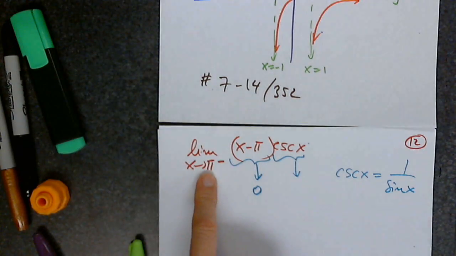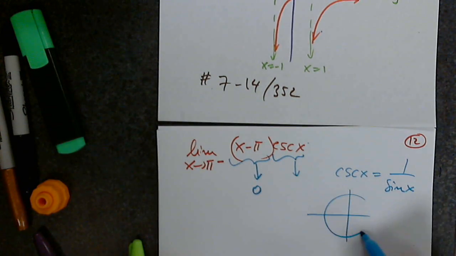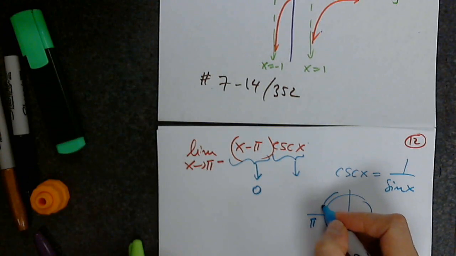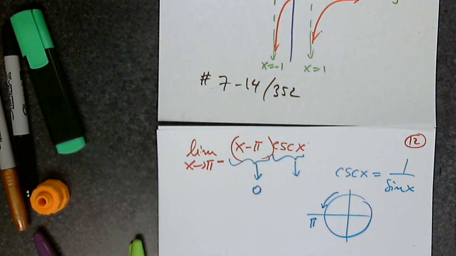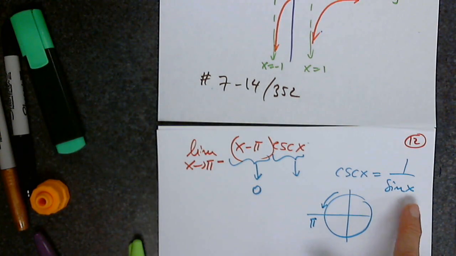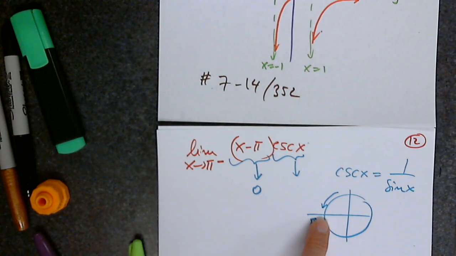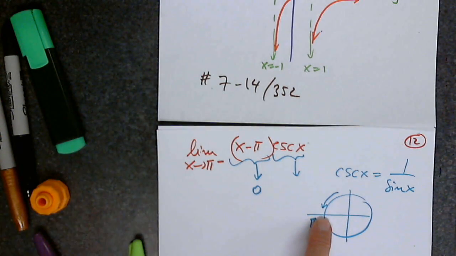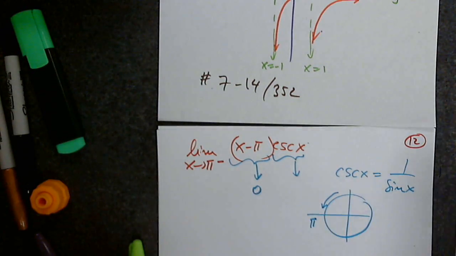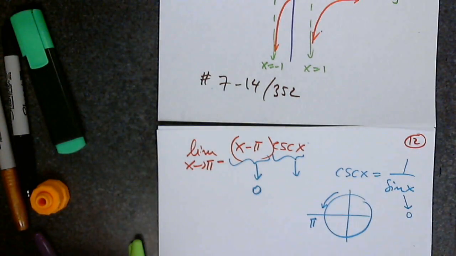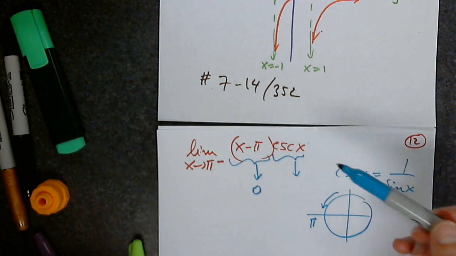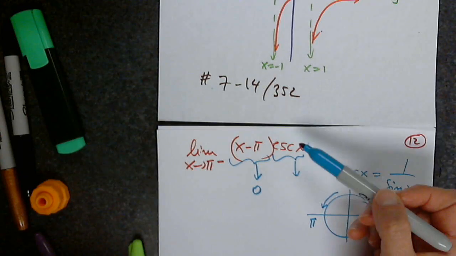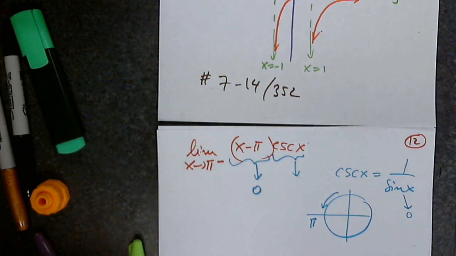So pi from the left. This is pi, and this is pi from the left, with angles smaller than pi. Okay, so how much is sine at pi? Sine is measured on the y-axis. So I'm really asking you at pi, how high is that point? 0. So if this approaches 0, now you will tell me what cosecant approaches. If the denominator approaches 0, what does cosecant, which is 1 over 0, approach?